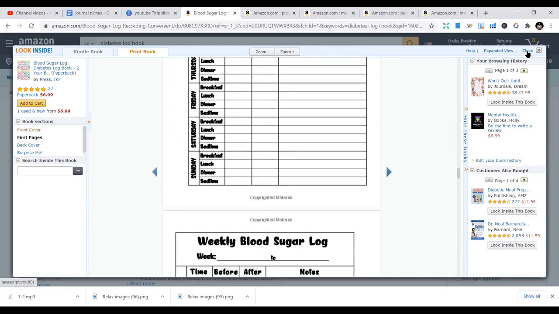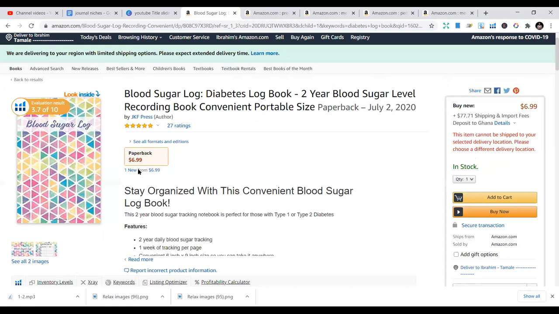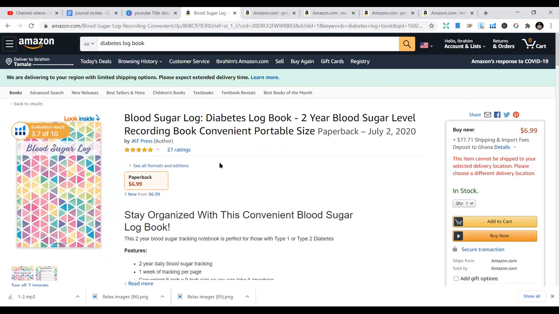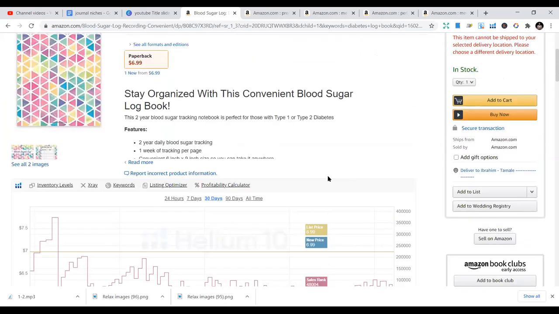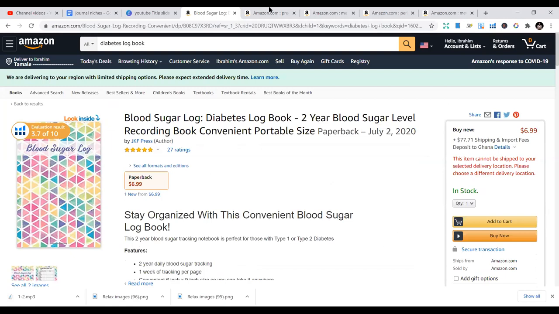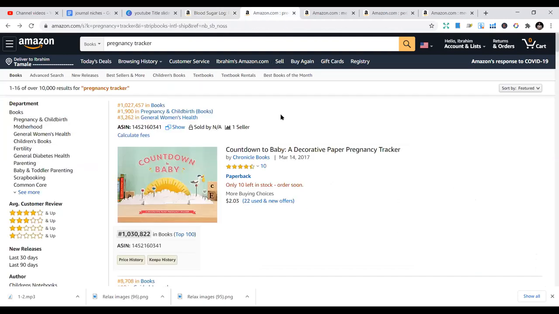I have some KDP diabetes logbooks. They're not selling much, to be honest, but they sell like 5 or 4 in a month, because I don't do ads. I just sell them organically. So if you get an interior, you can go to Creative Fabrica, get an interior and publish in this niche. You can do like 100 books. The sales are okay, though I don't sell much, about 4 or 5 every month.